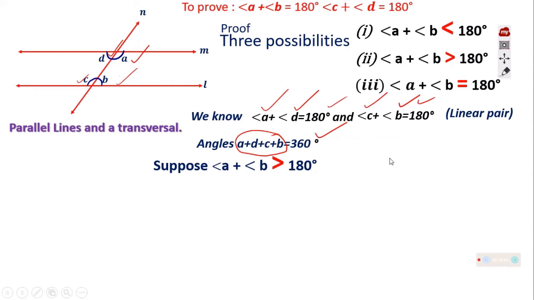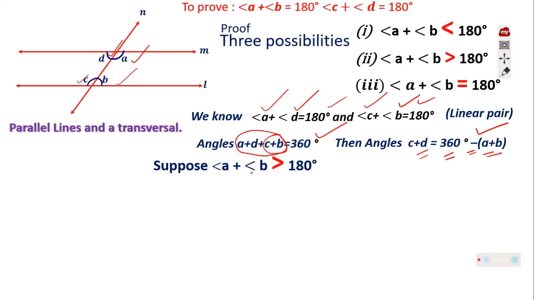Now, suppose it is given that angle A plus angle B is more than 180. If we are trying to find out angle C plus D from this, then we have to subtract A plus B. C plus D is equal to 360 degrees minus A plus B. And we are saying A plus B is more than 180.